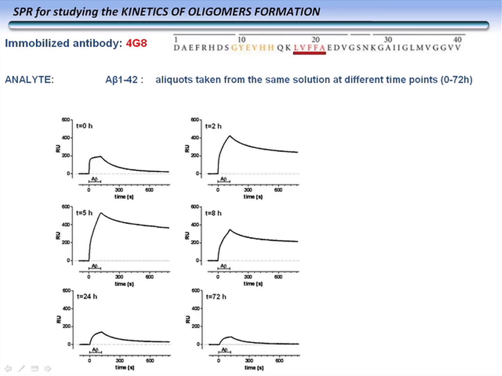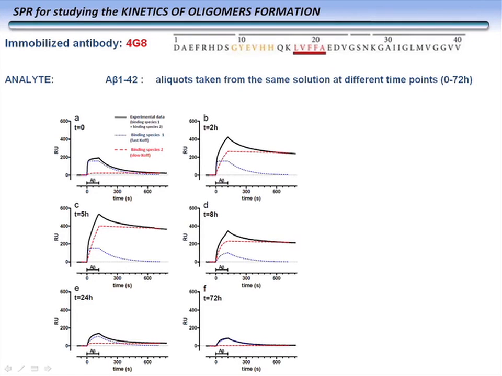None of these sensorgrams could be fitted by a simple bimolecular Langmuir equation. And we observed that a very nice fit could be obtained by assuming the presence of two binding species, in particular two binding species showing different dissociation rate constants. So each of these sensorgrams, the black line is the raw data, is made up of the binding of two species.